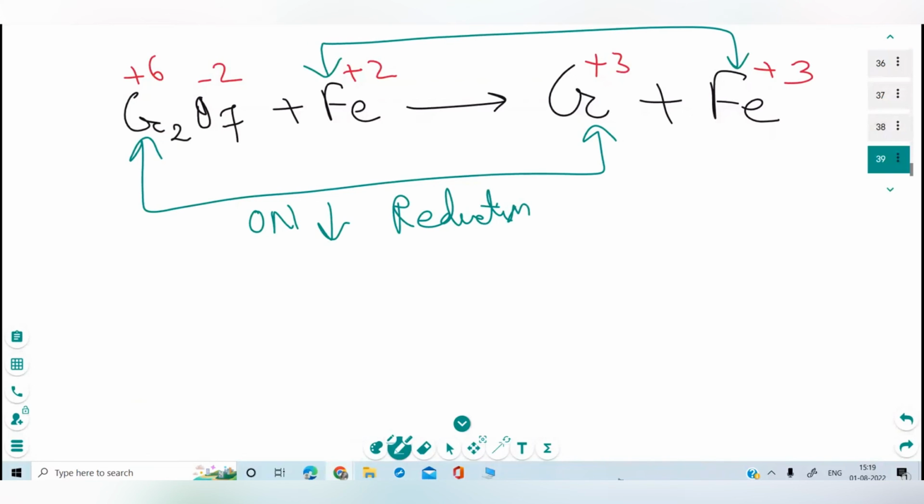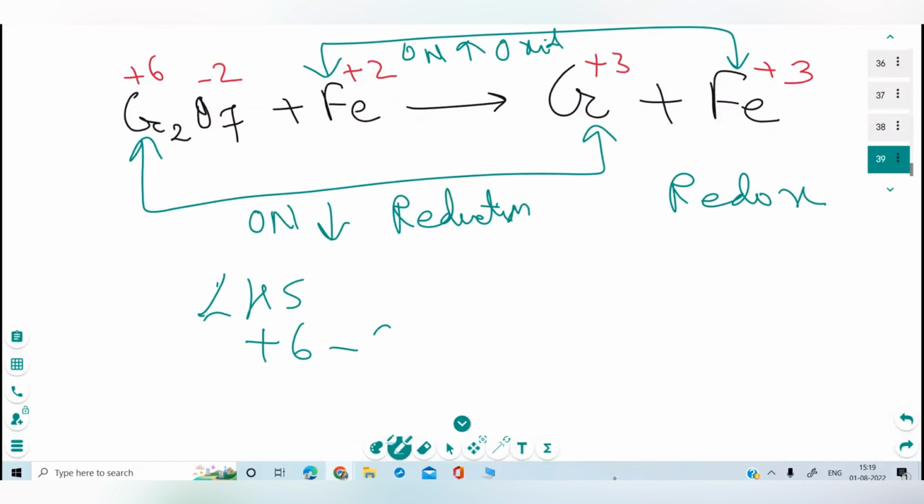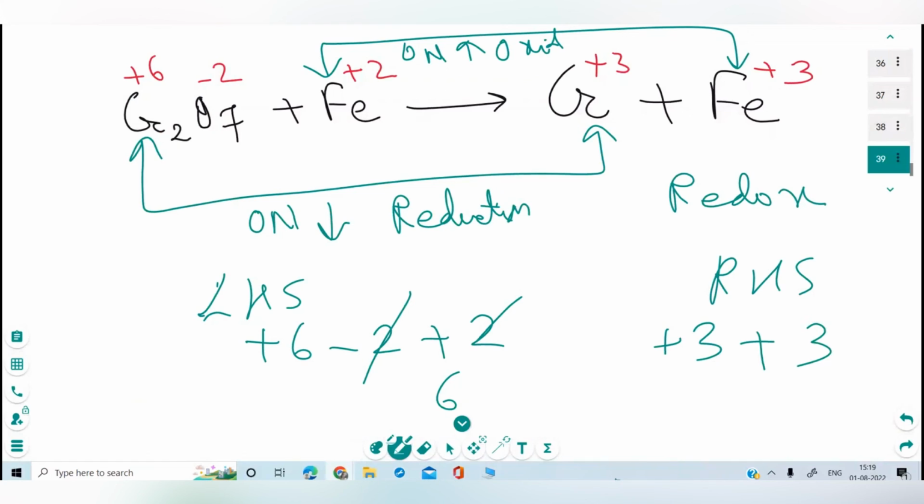Oxidation number increases. It is oxidation. That means it is a redox reaction. The charges on LHS: plus 6, minus 2, plus 2, is 6. On the right hand side, charges are plus 3, which is equal to 6. So LHS equal to RHS. Hence, our balancing of the charge for our redox reaction is done perfectly.